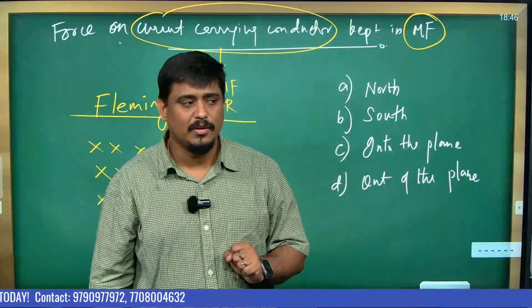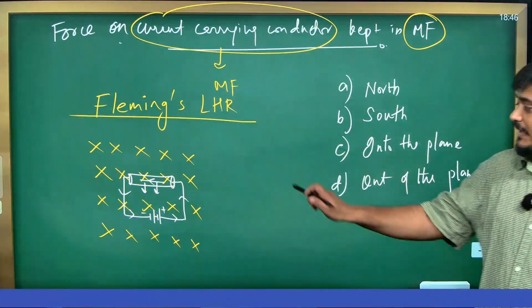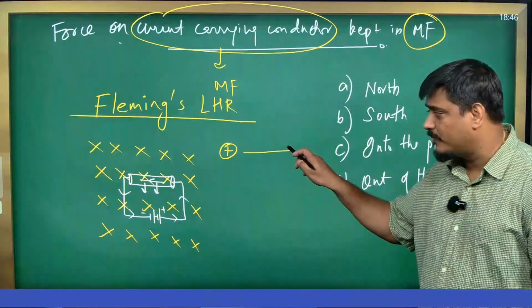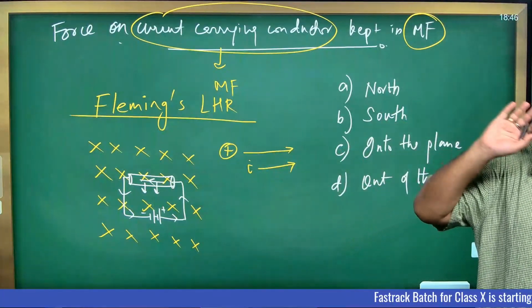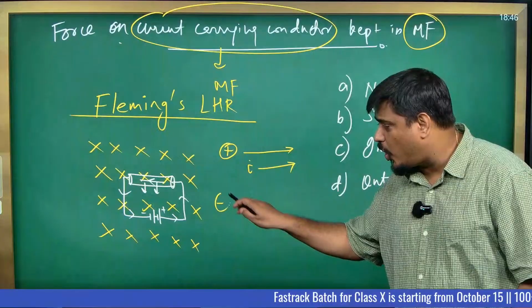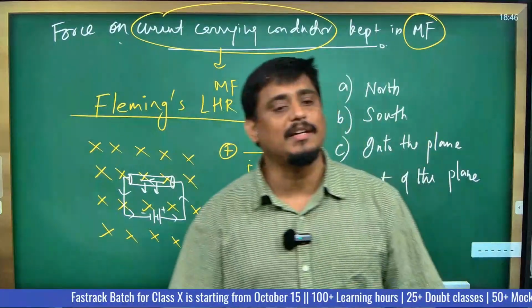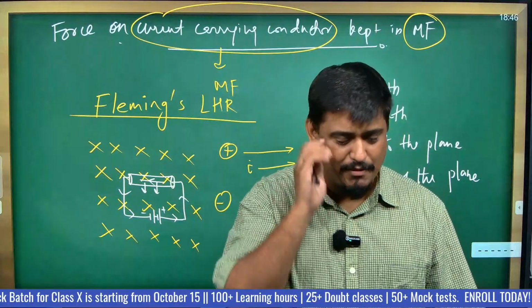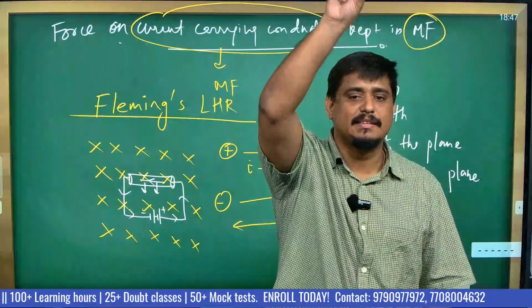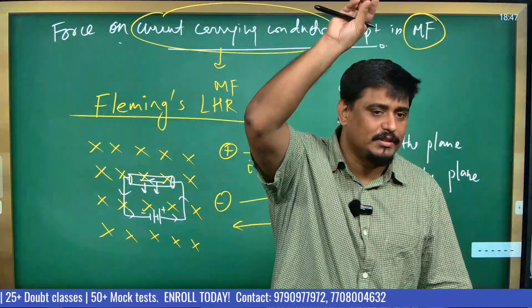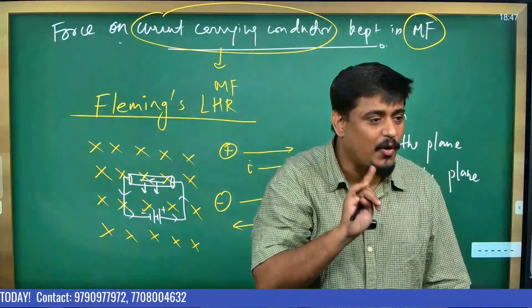So I hope everybody knows, as you have learned in the previous chapter on electricity, that if there is a proton and it is moving, the current will be in the same direction. This current is called conventional current. If an electron is moving, current will be in the opposite direction, which is called electronic current. Everybody knows this? If a proton is going upwards, then current will also go upwards. If an electron goes upwards, current will come downwards.